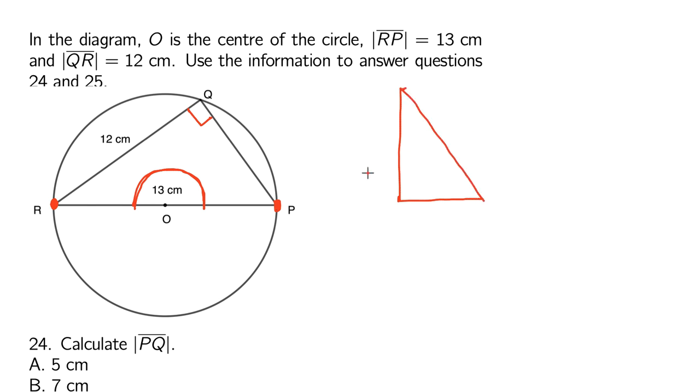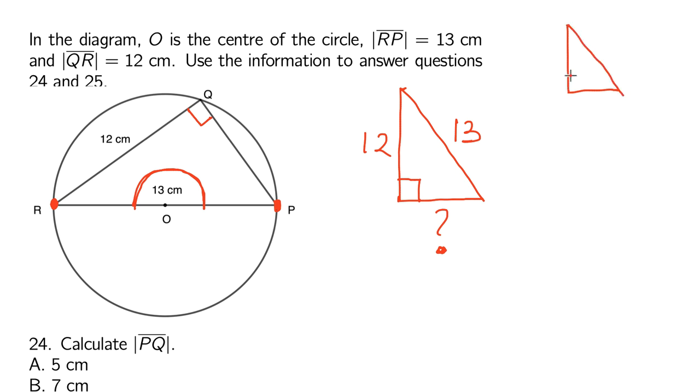The hypotenuse of this triangle is 13 centimeters and one of the legs is 12. So we now have to find this leg. Now this triangle is so famous that you're supposed to know it. You can call it the 5, 12, 13 triangle.